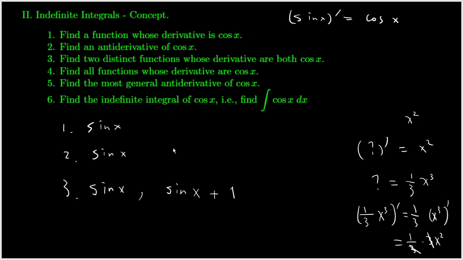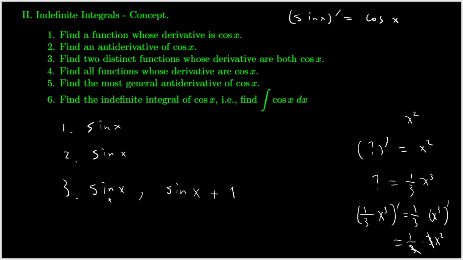Because the derivative of a constant is equal to 0, sine of x plus 1 is also an antiderivative of cos of x, because if you take the derivative of sine of x plus 1, you have cos of x, right? These two functions are different, right? So that's how we answer question 3. We found two antiderivatives of cos of x, I mean two different ones, two distinct ones. Distinct means different, right? Okay, so that's question 3.